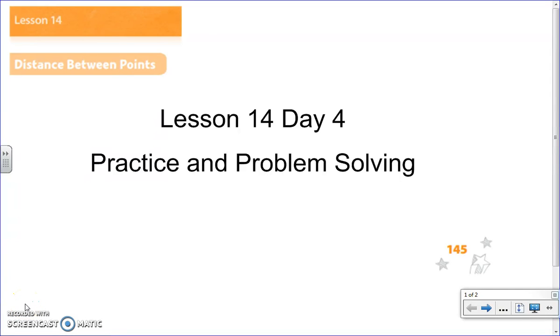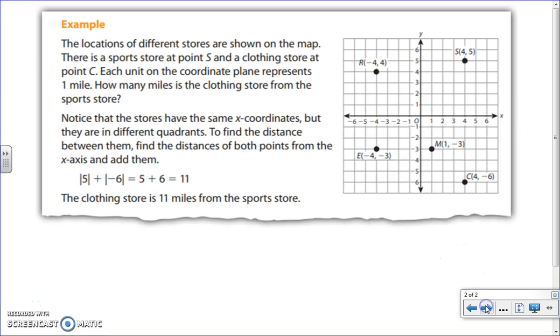Alright, this is Mr. Gillum, and today we're going to be looking at an example out of your Practice and Problem Solving book on page 145, and we're going to look at the distance between points.